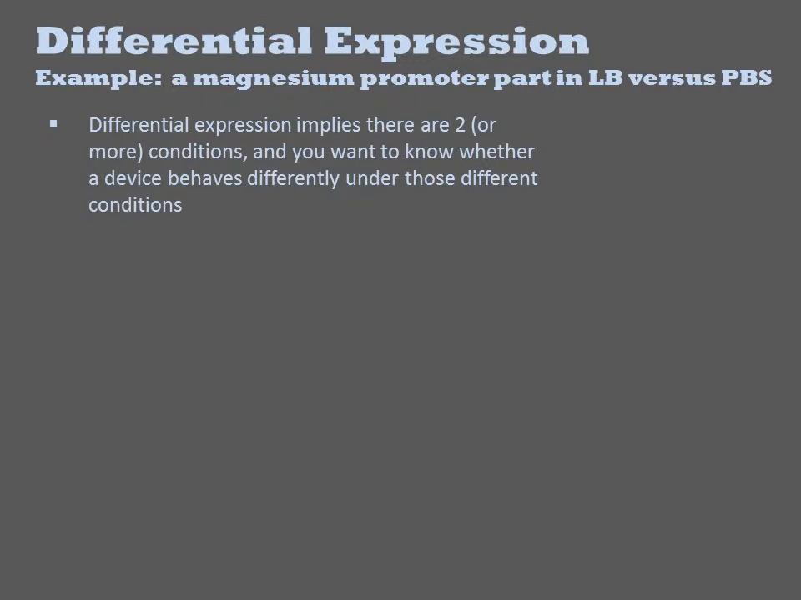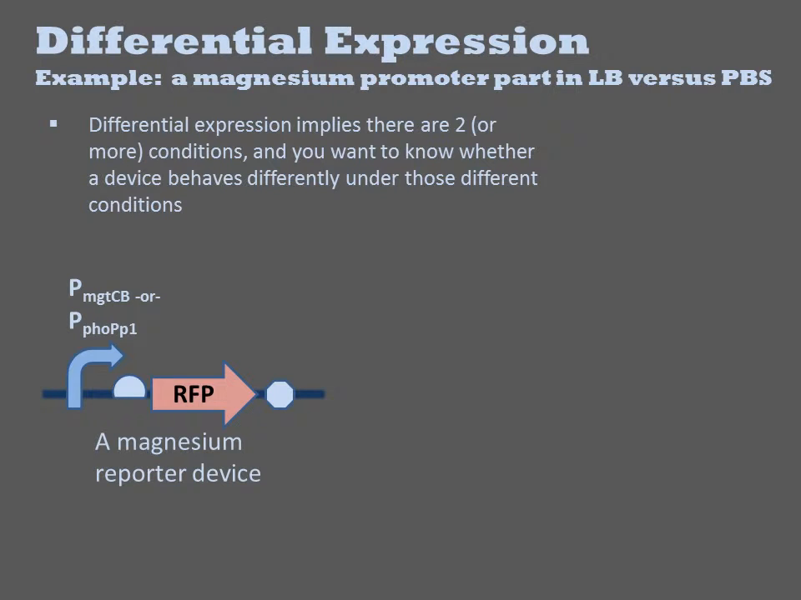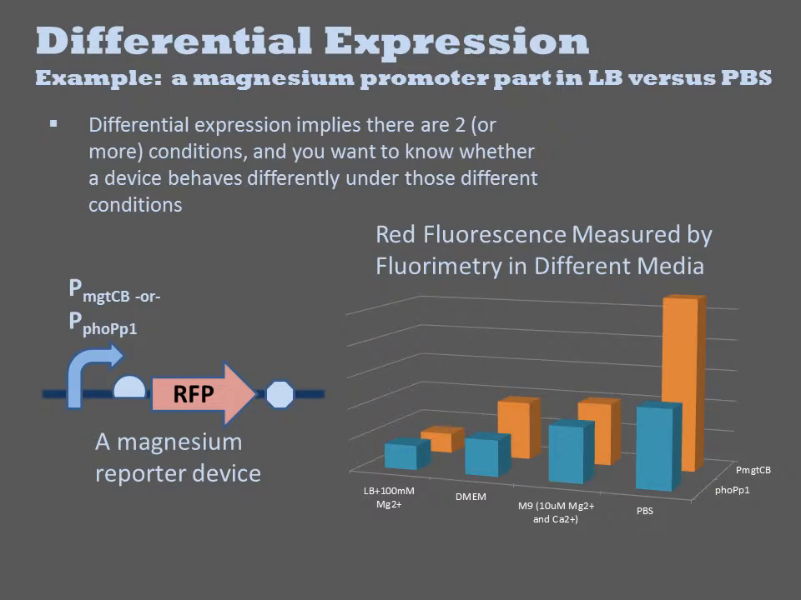Differential expression involves performing an assay under different conditions. In this example, we are trying to characterize the response behavior of a magnesium-responsive promoter in LB medium versus PBS medium. The genetic circuit places the RFP gene under the control of the promoter we wish to test, or a control constitutive promoter. Red fluorescence and OD are measured fluorometrically after growth in different media.